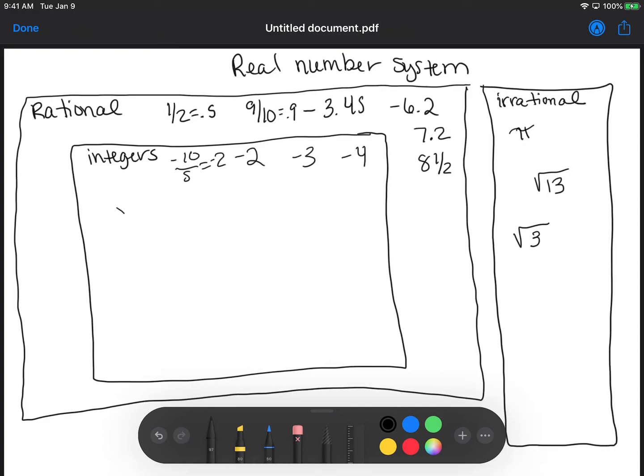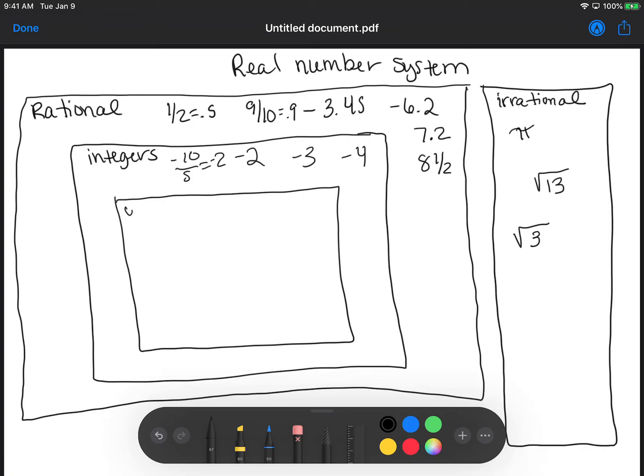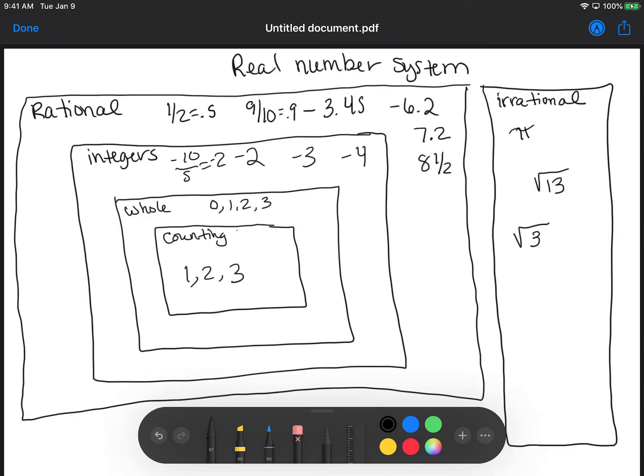Alright, and inside integers we have whole numbers. And whole numbers are integers and rational numbers. They all belong together. Whole, which is all numbers including 0. And then inside whole numbers, we have counting numbers. And it's 1, 2, 3 as well, but not 0.